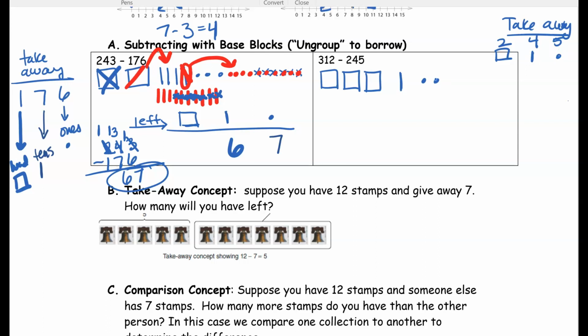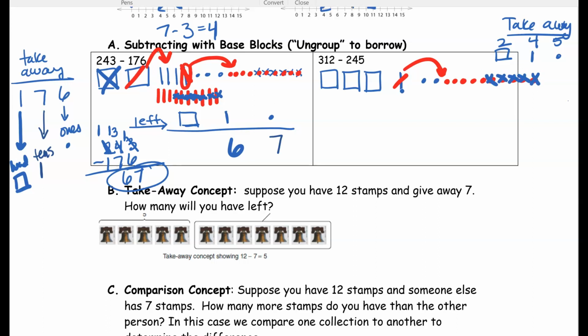So I don't have 5 ones to take away. So I'm going to exchange this, and I'm going to make 10. 1, 2, 3, 4, 5, 6, 7, 8, 9, 10. Now that I have 10, I have enough to take away 5. So I'm going to go 1, 2, 3, 4, 5.